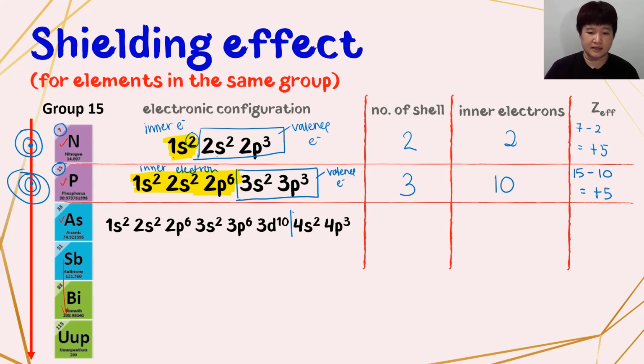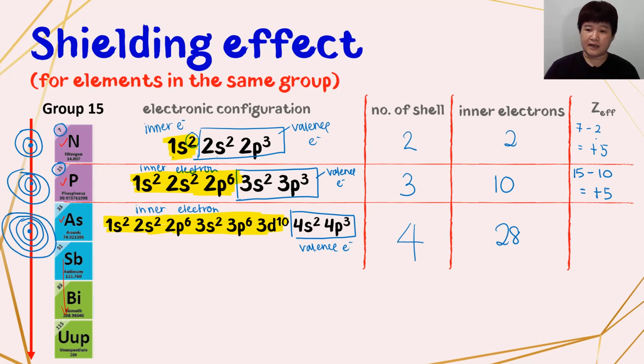And last but not least, another element in the same group, I have arsenic, and in arsenic, the valence electrons are 4s2, 4p3. That is your valence electron. Therefore, the remaining electrons back here will be the inner electrons. Let's count how many inner electrons arsenic has. Arsenic has 28 inner electrons. The number of shells increases to 4, which means arsenic will have 4 energy levels, 4 shells.